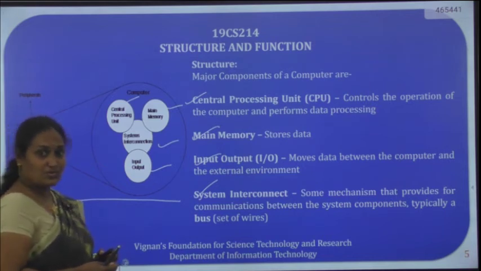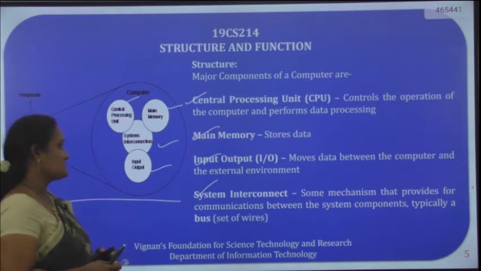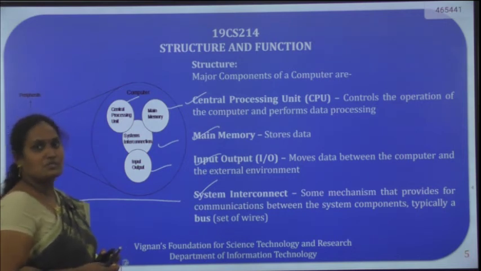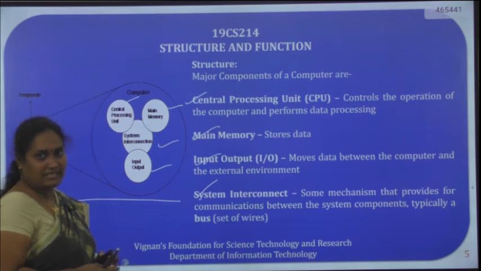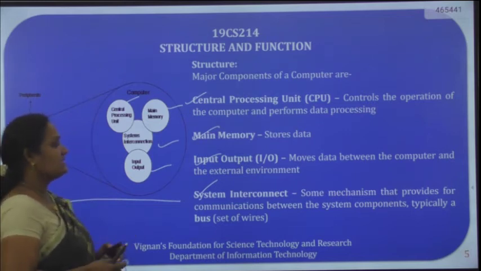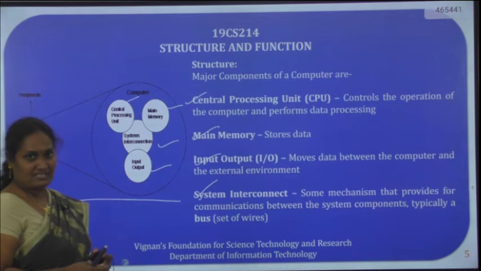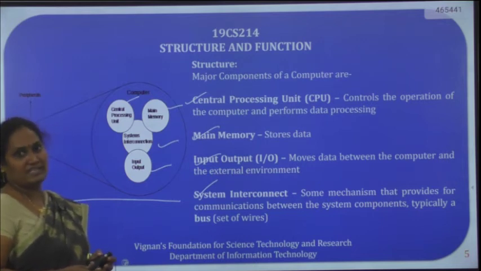Main memory is used to store the data as well as instructions. Input output subsystem is used to move the data between central system and external environment. System interconnect, which is nothing but simply a bus structure, provides the means of communication between various components.